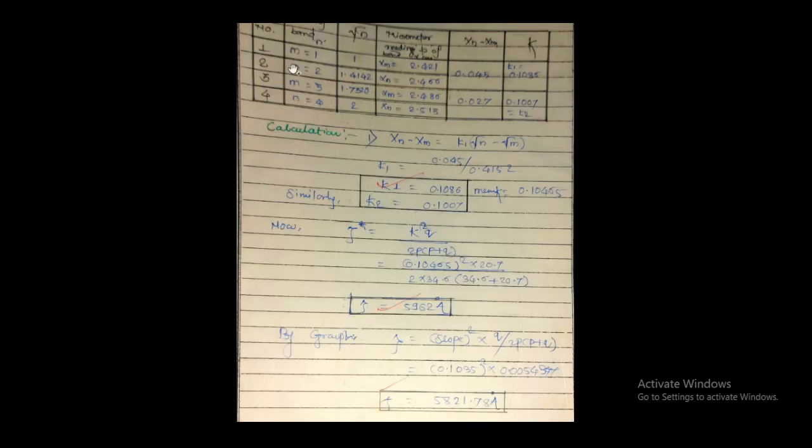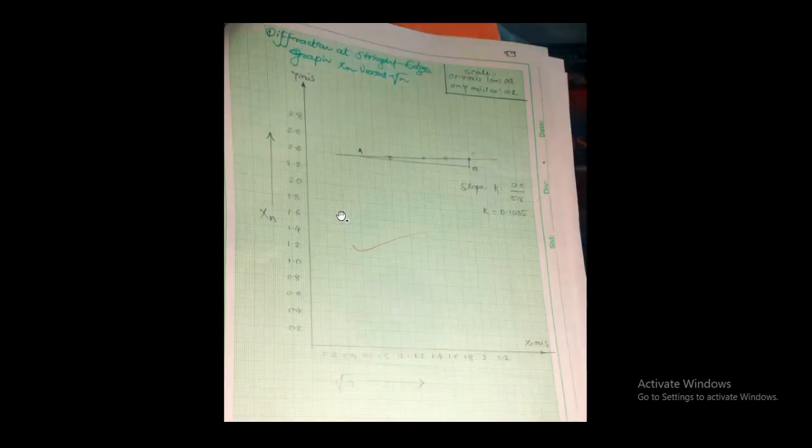Now it is our observation table. It lists the order of the band n, its square root, the micrometer readings, their difference, and the value of k. For m equal to 1, xm is this; for n equal to 2, xn; again for m equal to 3 and n equal to 4, we take the readings. After the calculation, the wavelength of the monochromatic light by calculation is 5952 angstrom, and the wavelength by graph is 5821.78 angstrom.